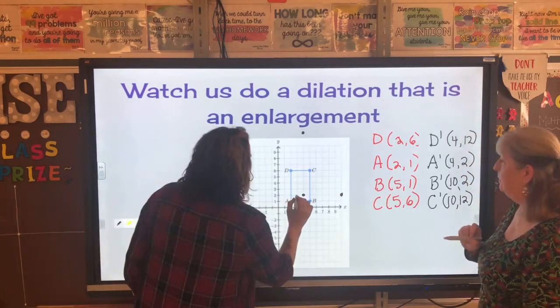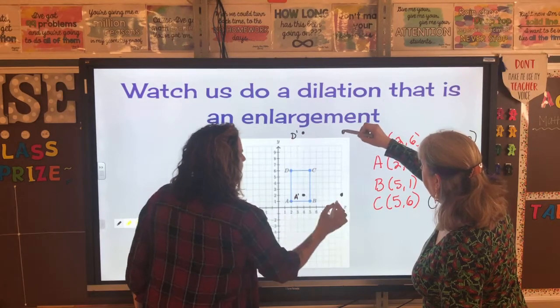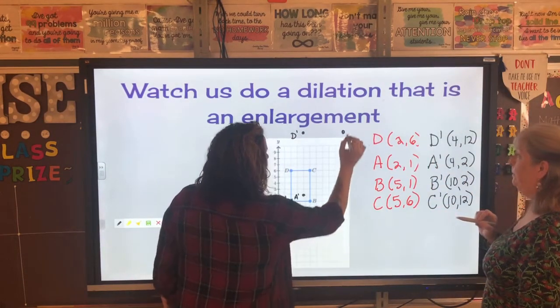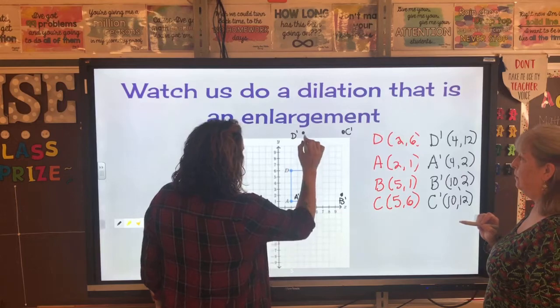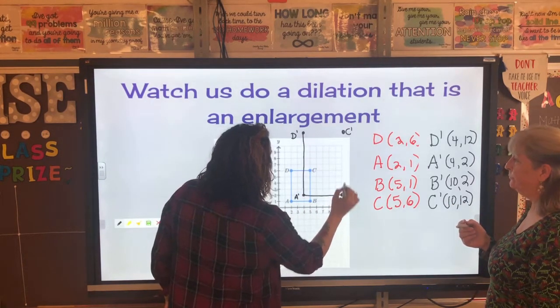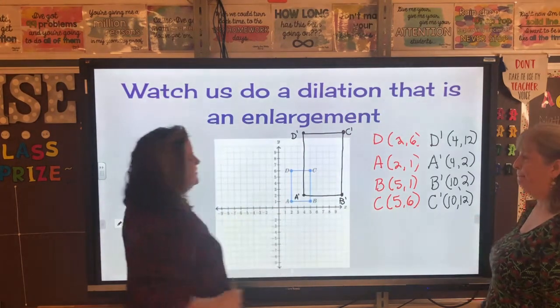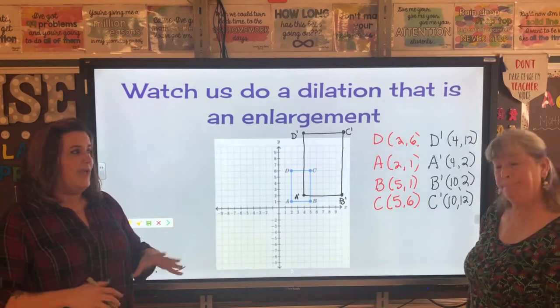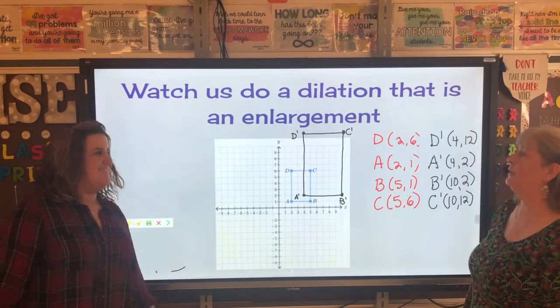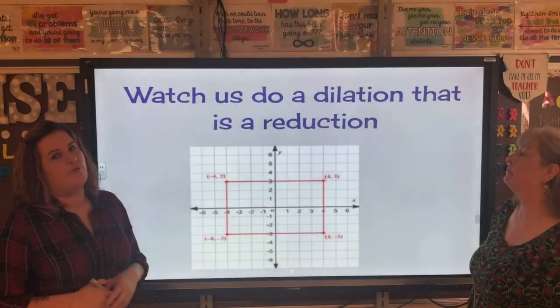And then 10. Oh, sorry, I was just putting my little, I'm sorry. No, you're fine. We're working together. All right. B prime, C prime. And then we just connect our ordered pairs to show our new rectangular shape. So we dilated it. We enlarged it. An enlargement. Yes.